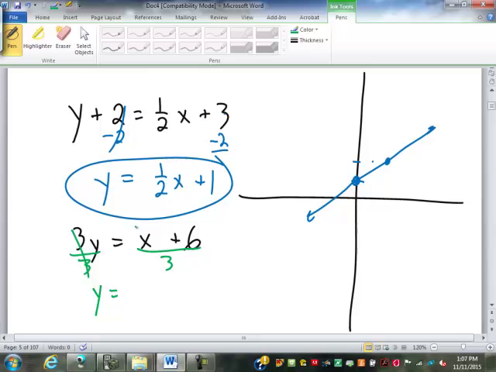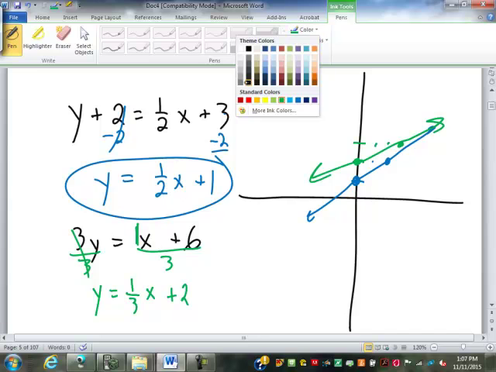What I'm going to do is this. I'm going to call this a 1x. 1 divided by 3 is just 1 over 3. I take my division and turn it into a fraction. So that's 1/3 x plus what's 6 divided by 3? Positive 2. So that one's going to start at positive 2 and go up 1 over 3. Not so bad?